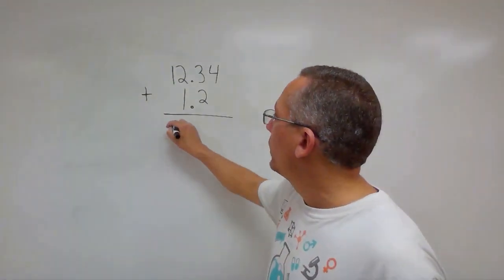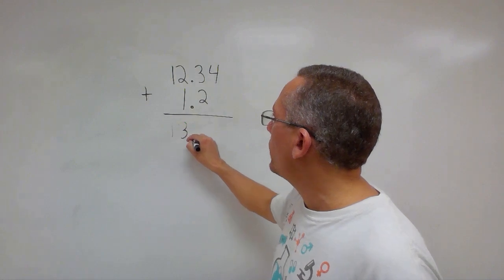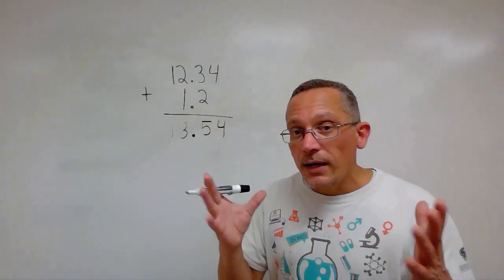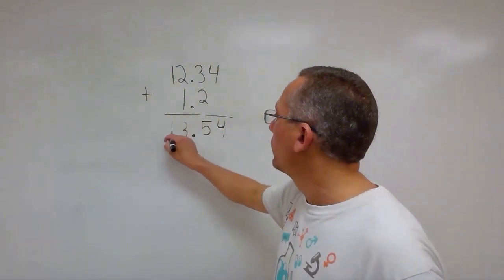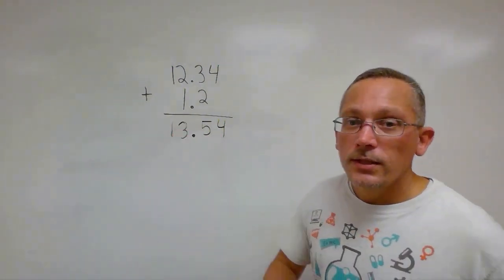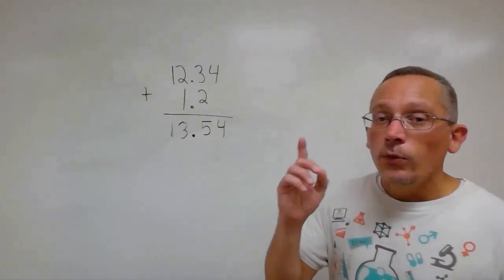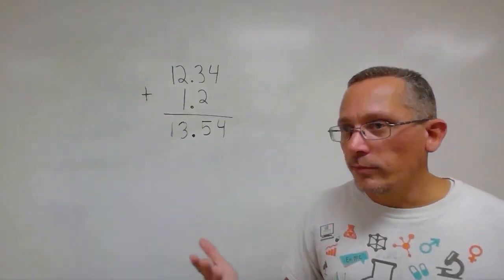Here I get 1.354. And we want to round our answer to the least precise of our measurements. We want to look at decimal places. When you add or subtract, look at decimal places.